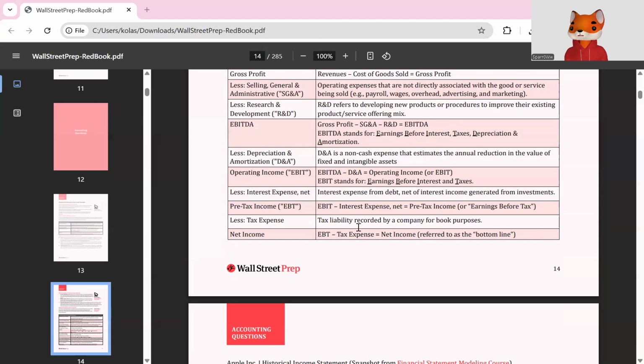And EBIT minus interest expense net gives us pre-tax income, or earnings before tax, and subtracting the tax liability recorded by a company gives us total net income, which can be referred to as the bottom line.